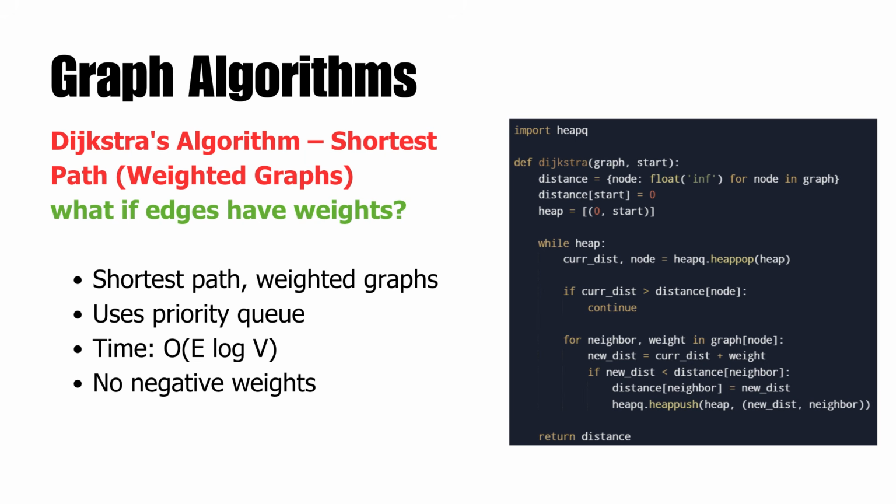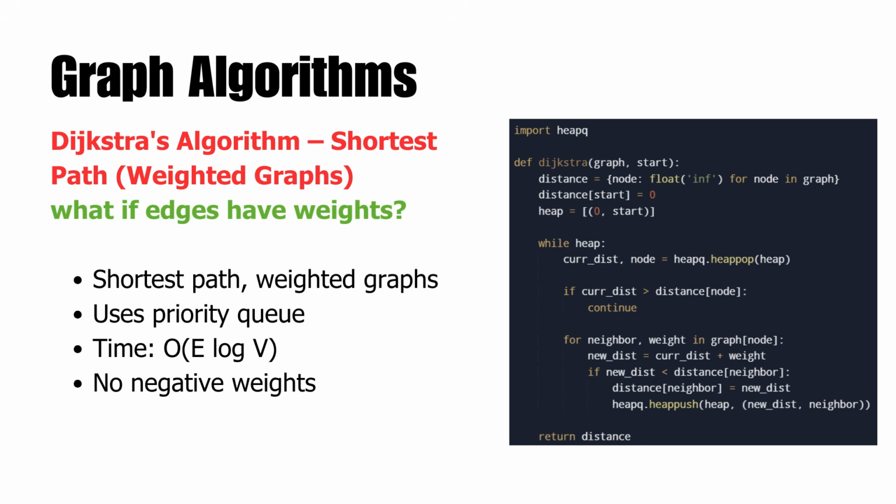While BFS works for unweighted graphs, weighted edges require Dijkstra's algorithm. It efficiently finds the shortest path from a source node to all other nodes in graphs with non-negative weights, using a priority queue, typically implemented as a MIN heap.